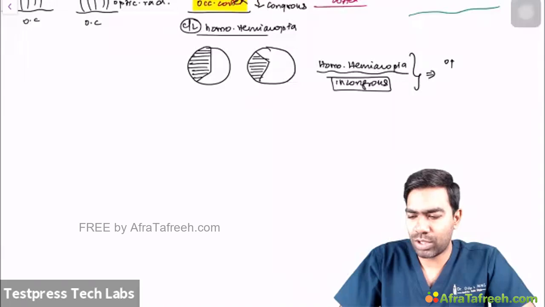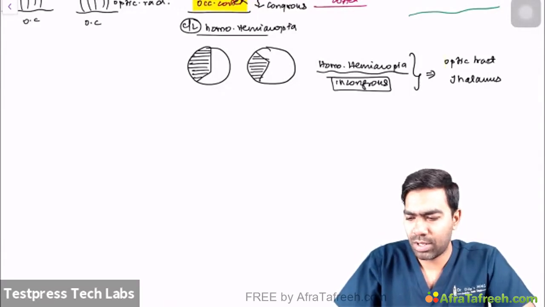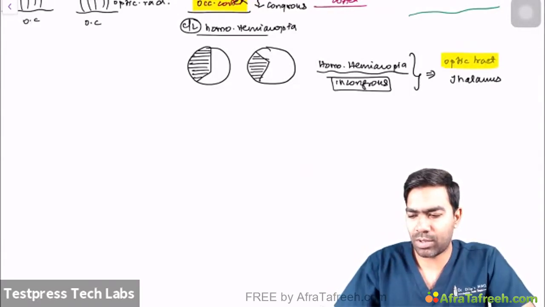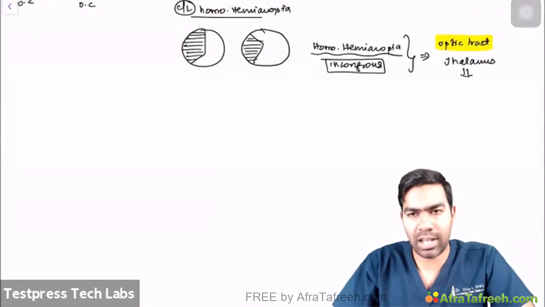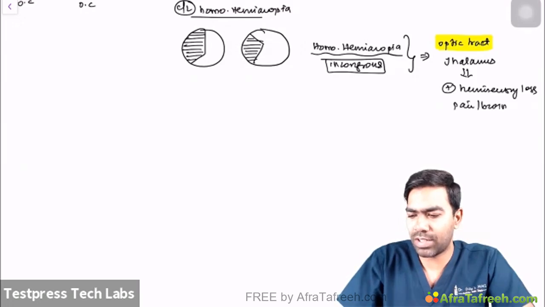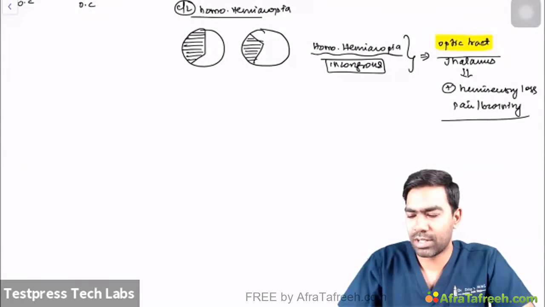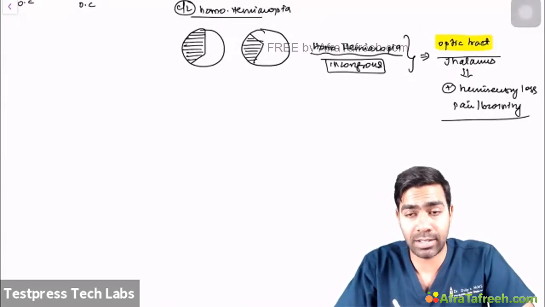Whenever you see an incongruous type of homonymous hemianopia, the lesion is usually located in the optic tract, or it can be located in the thalamus. But more often it localizes to the optic tract, because thalamic lesions will have other issues. Whenever the lesion is in the thalamus, you will have associated hemisensory loss, pain, burning sensation, and other features. It's not only an incongruous homonymous hemianopia, there will be other associated problems too, because the thalamus is a relay center for many senses.